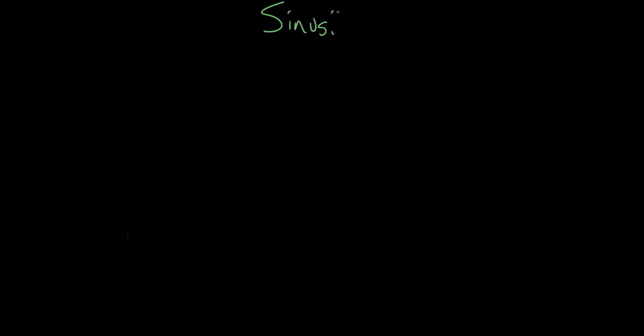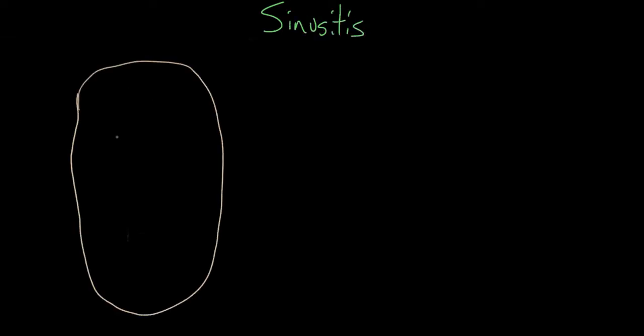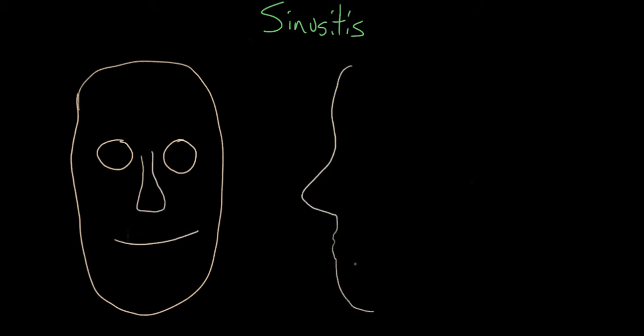So what is sinusitis? Before we can answer that question, we should talk a little bit about anatomy. So here I've drawn a couple faces, and we're going to superimpose the sinuses on these faces. The largest sinuses that you have in your face are called the maxillary sinuses. And they live on the side of your nose here, right underneath your eye.